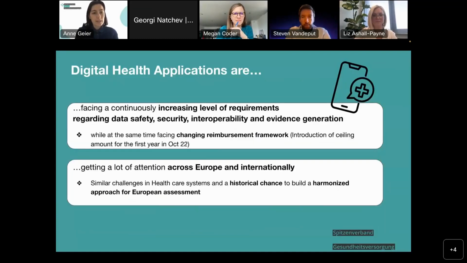DiGA manufacturers face a continuously increasing level of requirements. We got new laws regarding data safety, security, interoperability. This puts a lot of work and effort on the teams that deal with fulfilling all the requirements. At the same time, we have a changing reimbursement framework. In October this year, we will have a ceiling amount for the first year for manufacturers. So it's a challenging task to fulfill everything, and at the same time to have a ceiling amount and a budget impact on the other hand.